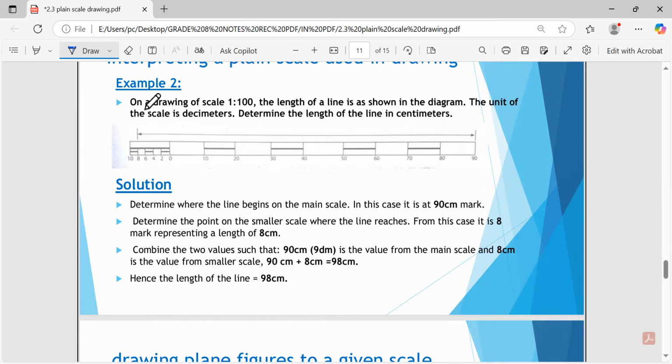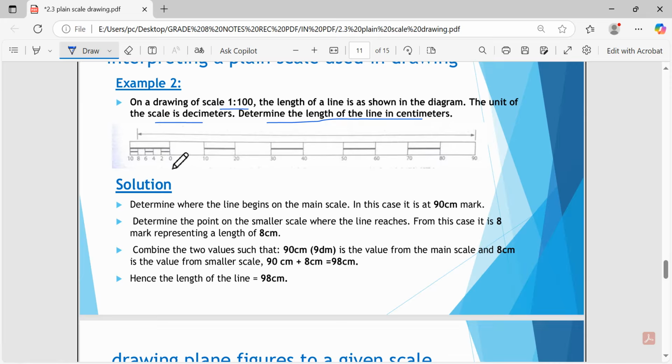Now let us continue. On a scale drawing of 1:100, the length of a line is shown as shown. So it comes from somewhere here all the way to somewhere here. So you can see this line. The unit of the scale is decimeters. Determine the length of the line in centimeters. In short, after you find this, you just convert the length of this line to centimeters. So they are saying the unit of scale is decimeters.